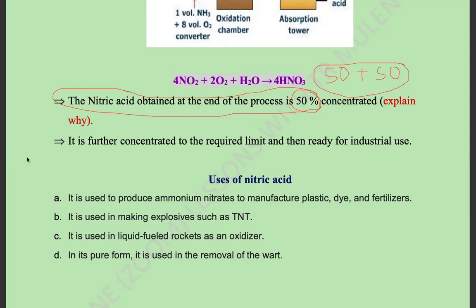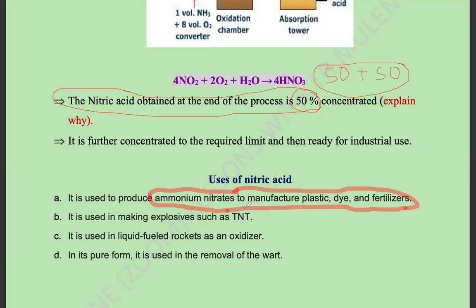We have the nitric acid. Where do we use it? Nitric acid can actually be used in the production of fertilizers, dyes, and plastics. So the nitric acid is used to form ammonium nitrates that are used in formation of plastics, formation of dyes, as well as formation of fertilizers.